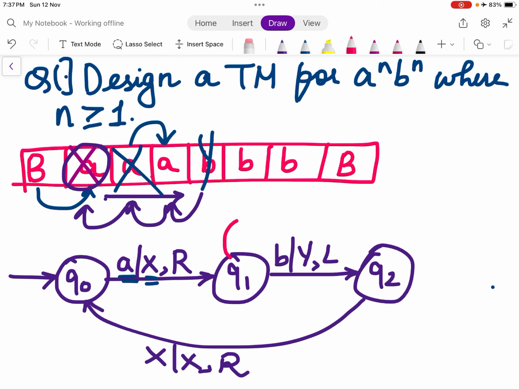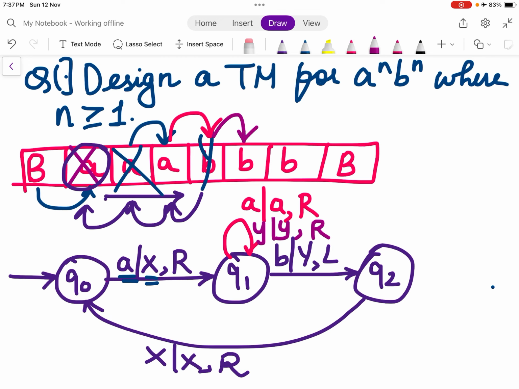When it sees an a, keep that a as it is and move in the right direction. Moving right, the read-write head sees a Y. For all Y's, keep that Y as it is and move right. Again it moves right and sees a b. On seeing a b, replace this b with a Y. Once you replace this b with a Y, move in the left direction.